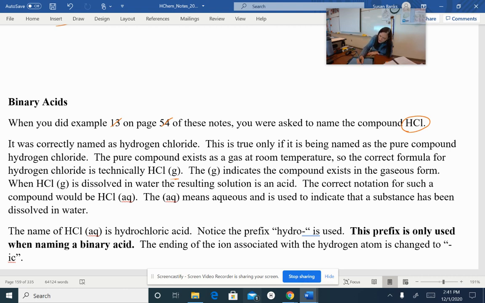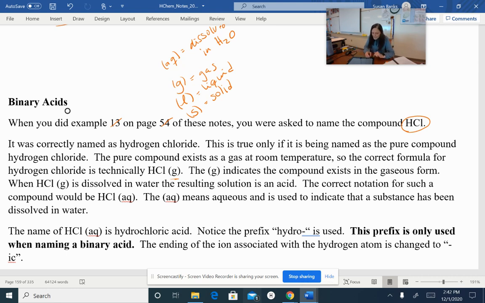So we can have these designations. This indicates that we have things in the gas form. When we have L in parentheses by it, this means it's in the liquid form. We have S in parentheses. This indicates that it's in the solid form. Or we have AQ, which means dissolved in water. AQ is aqueous.